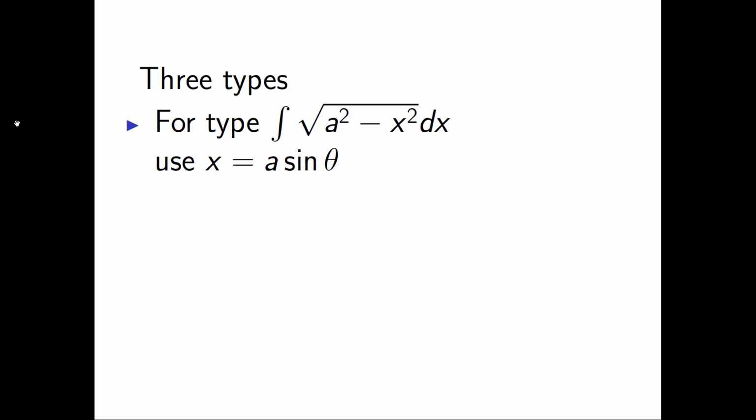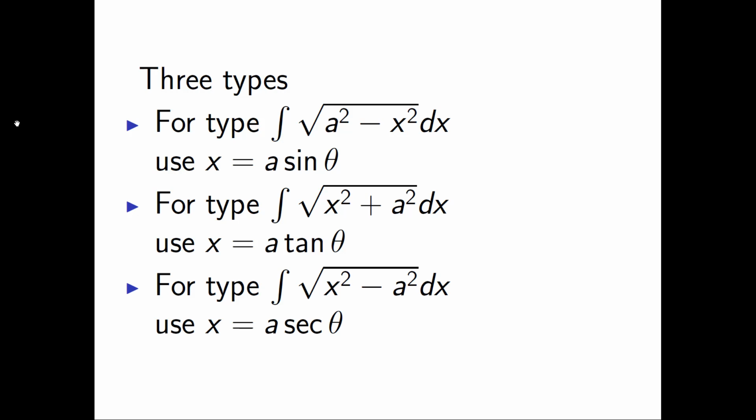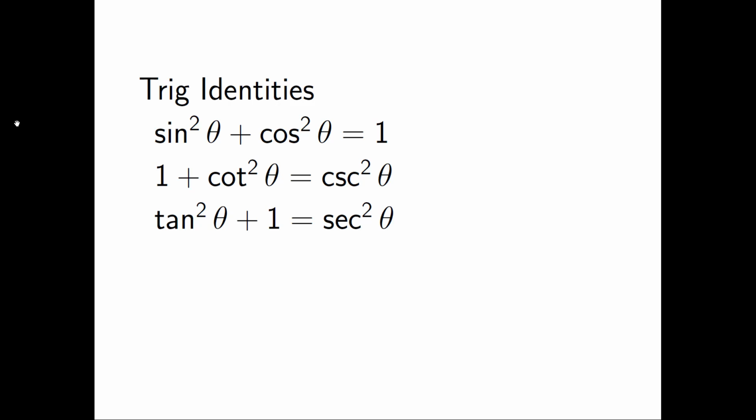If we have an x squared plus a constant, so we have x squared plus a squared inside a square root, we're going to use x equals a tan theta. And if we have the square root of x squared minus a squared, so x squared minus a constant, we're going to use x equals a secant theta. Okay, so those are the three types we have. And it'd be good to have this sort of handy when you're doing these questions to know which ones you should use. We're also going to need a few trig identities.